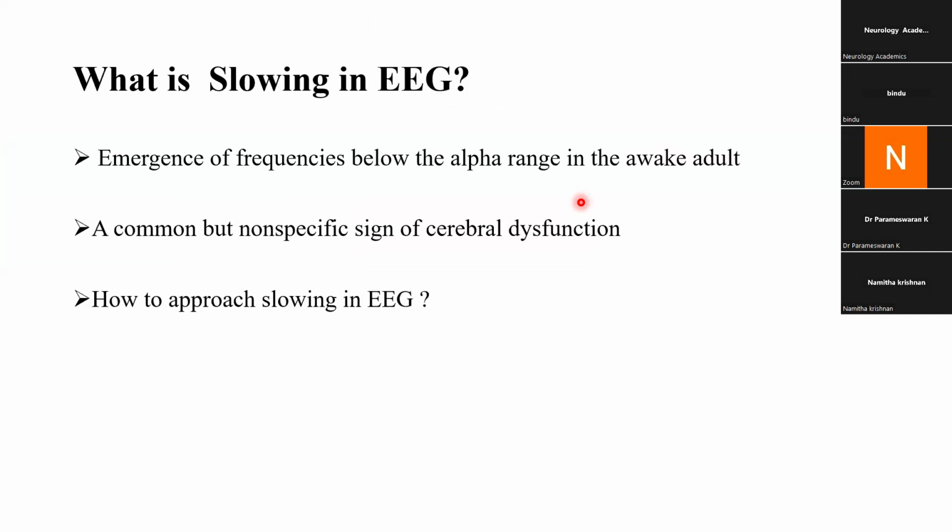So coming to the slowing in EEG, what is slowing? It is the emergence of frequencies below the alpha range in an awake adult EEG recording. It is a common and non-specific sign of cerebral dysfunction. So how to approach a slowing in EEG?